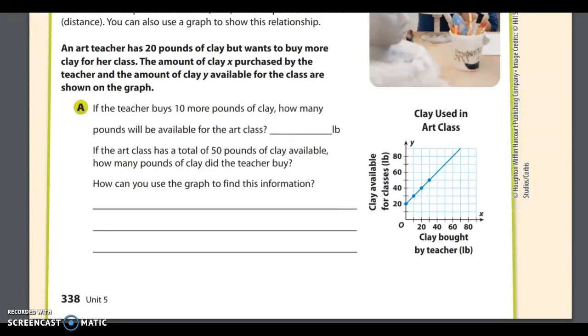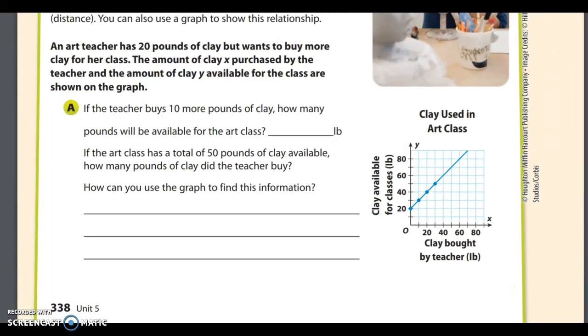An art teacher has 20 pounds of clay but wants to buy more clay for her class. The amount of clay X purchased by the teacher and the amount of clay Y available for the class are shown on the graph. So here's how much clay was bought by the teacher. That's on the x-axis. And here's how much clay is available for the classes.